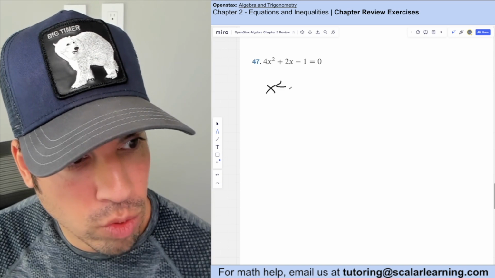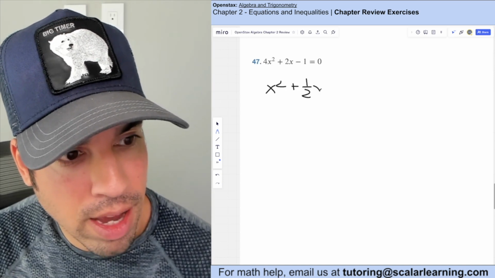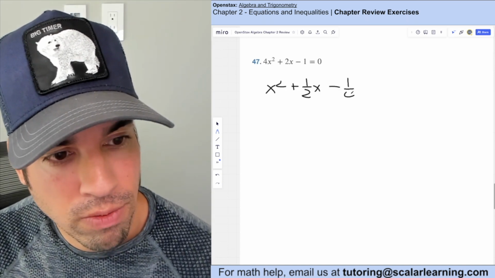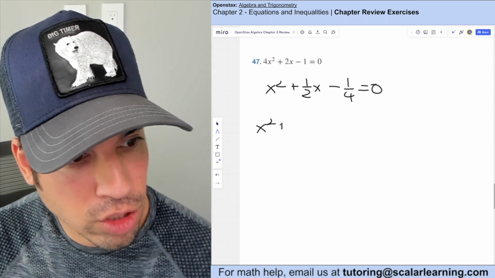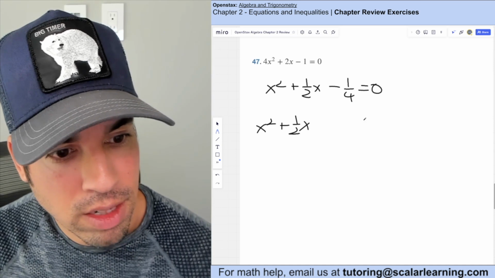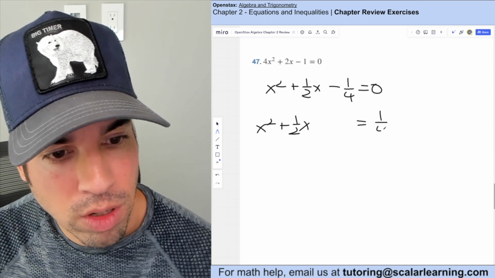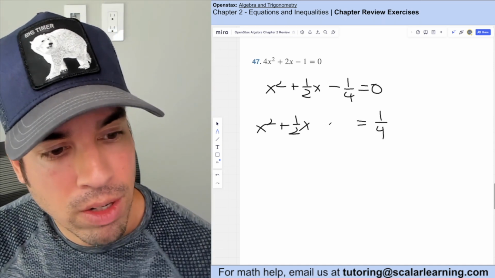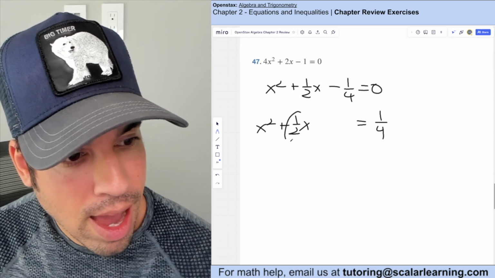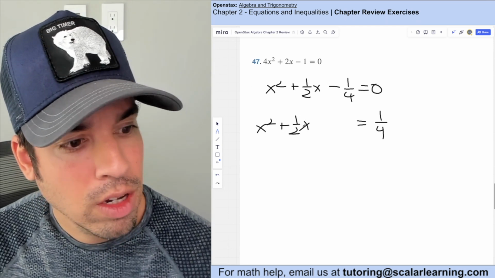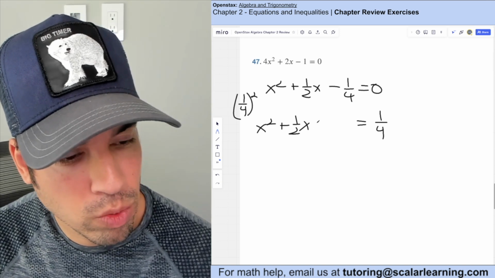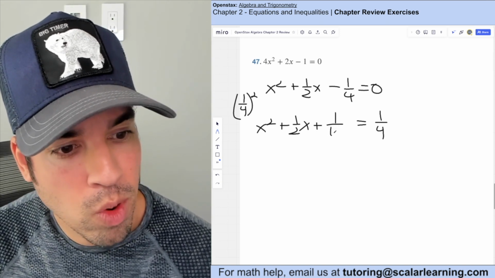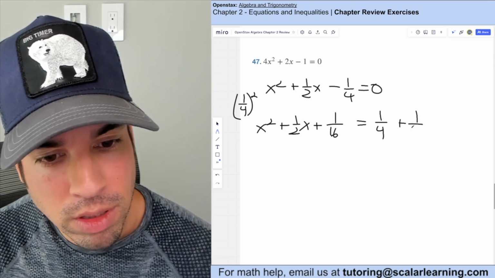So I'm going to start with x squared plus 1/2 x minus 1/4 equals 0. Then I'm going to move that constant to the other side. So I got x squared plus 1/2 x equals positive 1/4. Then I'm going to figure out what goes here. That's going to be half of this squared. So half of 1/2 is 1/4, and then that value squared, which is 1/16. So I'm going to add 1/16 to both sides, okay?